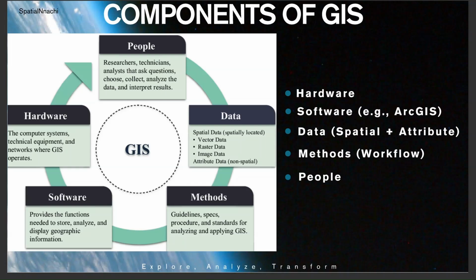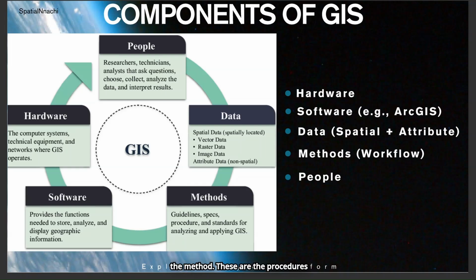Next is software. Software is the engine of GIS. These tools help us create, visualize, analyze, and share geographic data. An example is ArcGIS by Esri. Third, we have the data. Without data, GIS is just an empty shell. This includes shapefiles, satellite imagery, spreadsheets, and all the information that tells us what is where.